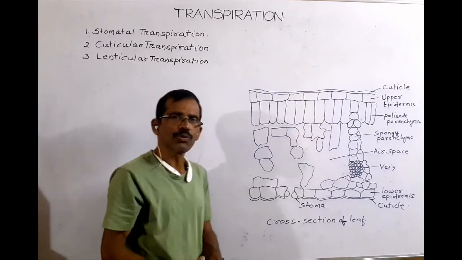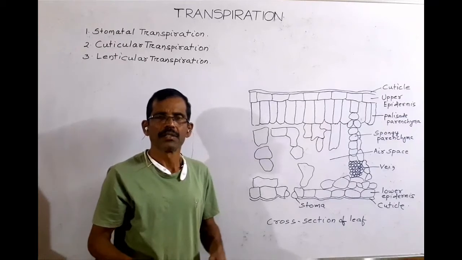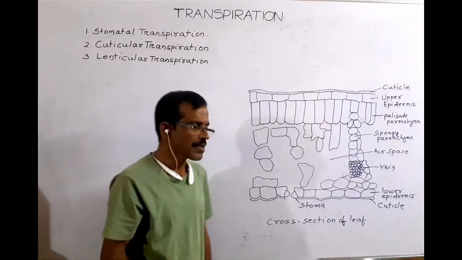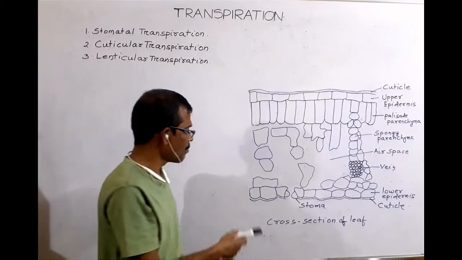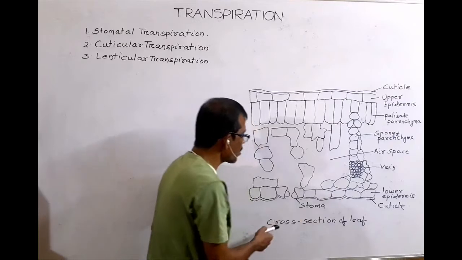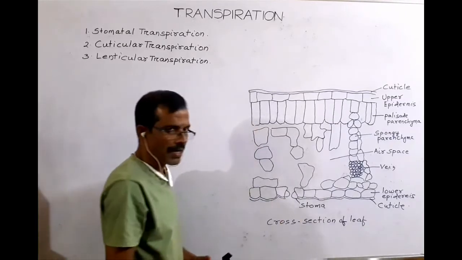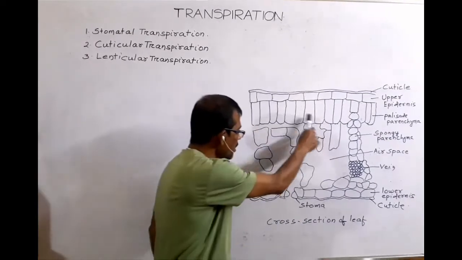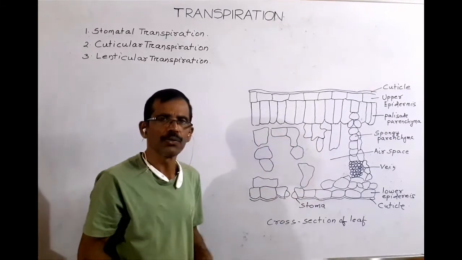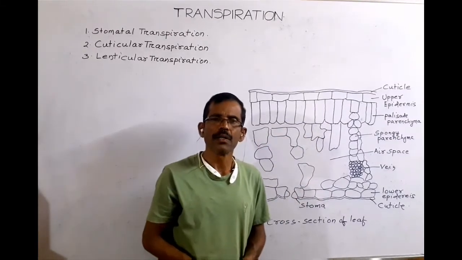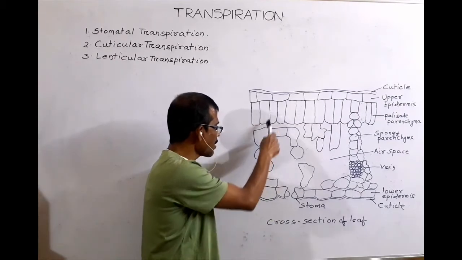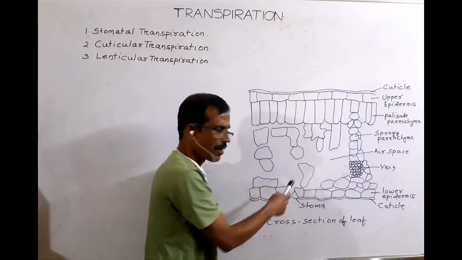And the distribution of stomata is different in different groups of plants. In many plants, the stomata are present mainly in the lower epidermis. This is the lower epidermis and this is the stomata. The interior of the leaf is composed of mesophyll tissue. The mesophyll tissue is composed of palisade parenchyma and spongy parenchyma.